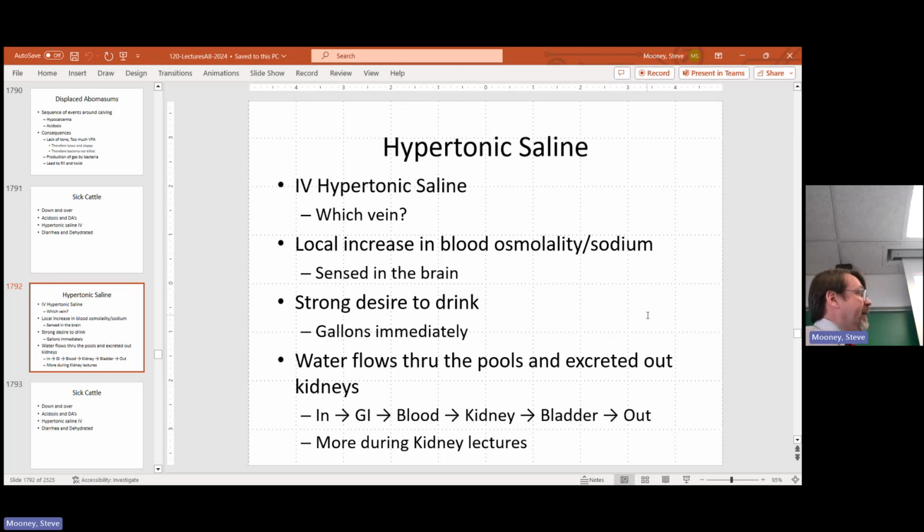So hypertonic saline, we're trying to get her to drink water because it would take forever through an 18 gauge needle or 20 gauge needle for an IV. And you don't want to sit there with a cow with an IV for 10 gallons. You can do it, but it's not ideal. Cows get tangled up. They start ripping their IVs out. This is a faster way to do it.